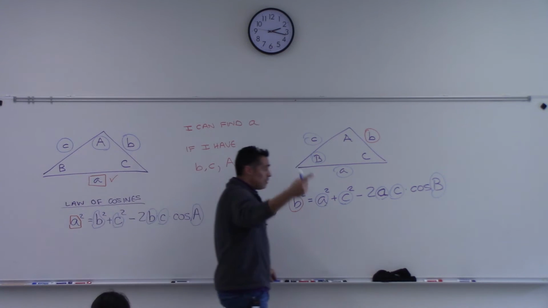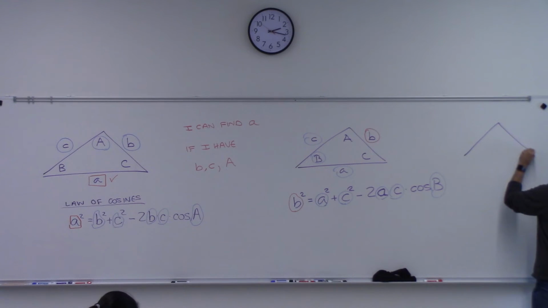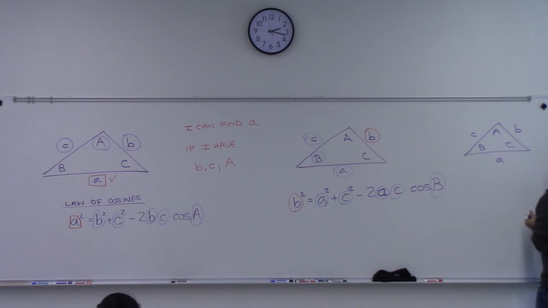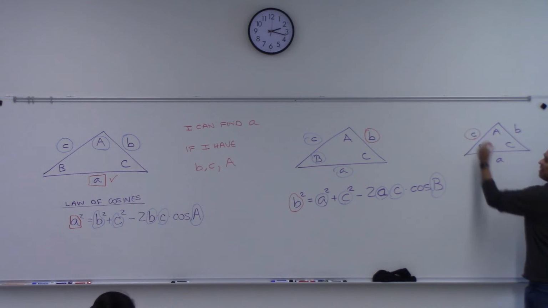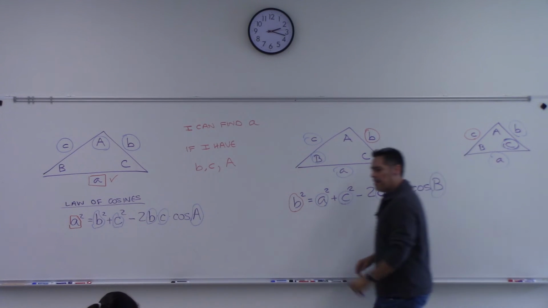And then we could get the third formula. The third formula I'm not going to write down. I'm just going to draw the picture. This one we can solve for little c, but we need to know the angle across from it and those two sides. That's what the last formula says. Okay?